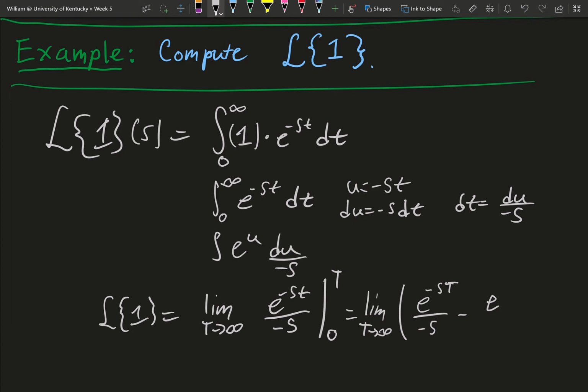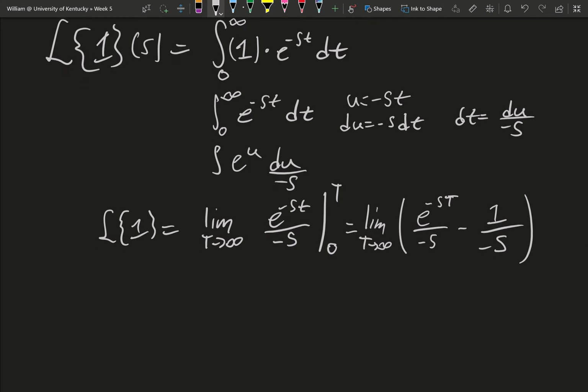e to the 0 is 1, over negative s. And so now we want to see what happens to this. This 1 over negative s, there's no t's there, so we can just ignore that. So the answer is the limit as t goes to infinity of e to the negative st over negative s, and then that's just plus 1 over s.